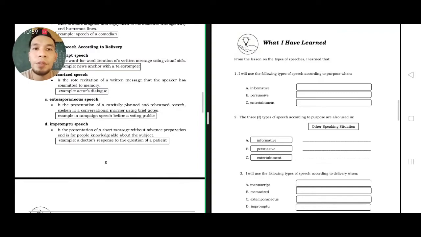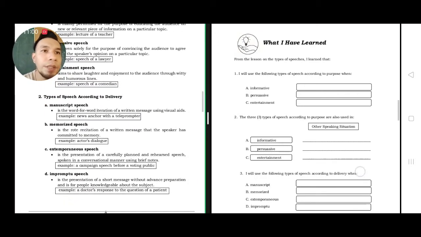Lastly, the impromptu speech. This is the presentation of a short message without advanced preparation. An example being given in the module is a doctor's response to the question of a patient. A doctor did not prepare the speech because it's sudden. Another example of this one is an ambush interview to the celebrities.